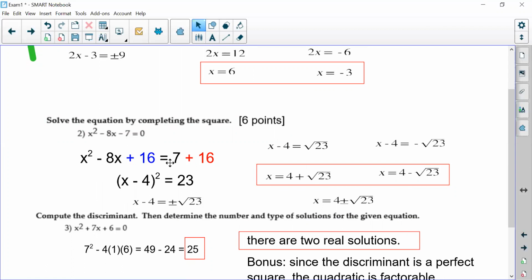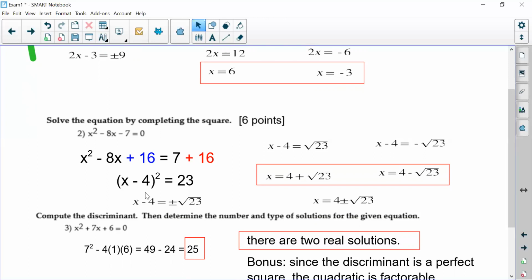The red 16 represents me keeping the equal sign, because whatever I do to the left, I have to do to the right. And then the rest is just consequences of this first line. 7 plus 16 is 23. This trinomial, remember, is a perfect square trinomial, so it factors into x minus 4 times x minus 4.